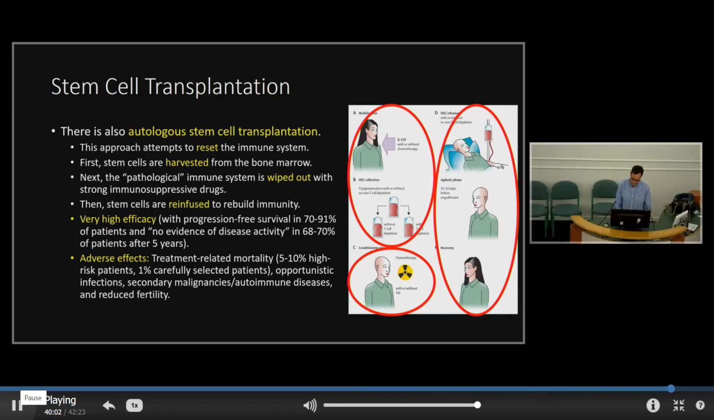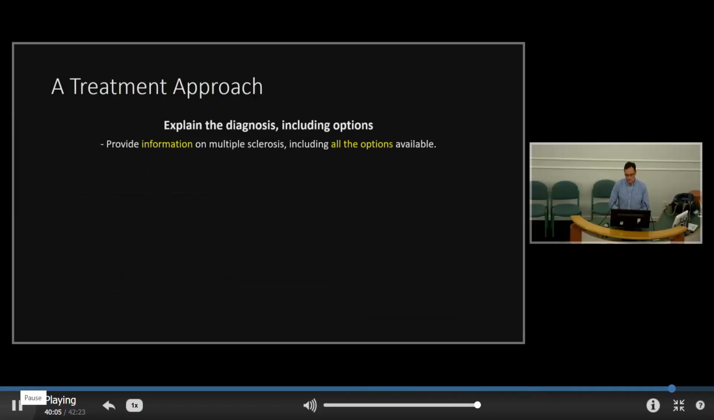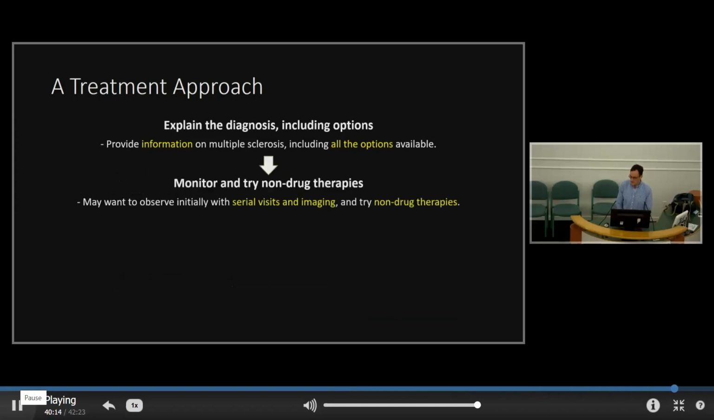Okay, so treating MS, you explain the diagnosis, including all options. You provide information to someone with it. And so it's always good to start any therapeutic approach with a talk about all the options. People need to know their options. You may want to monitor them first, not try any drug therapy, just do serial visits and imaging, maybe try a diet strategy if their MS is extremely mild and it's not disabling. Or they're just not keen on drugs. Not everyone wants a drug.